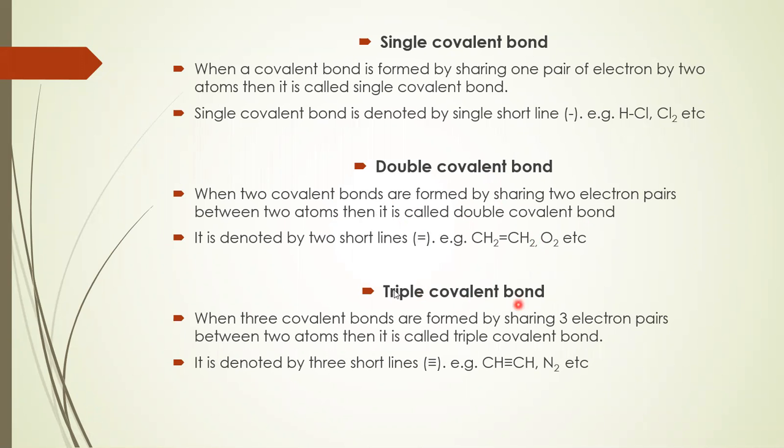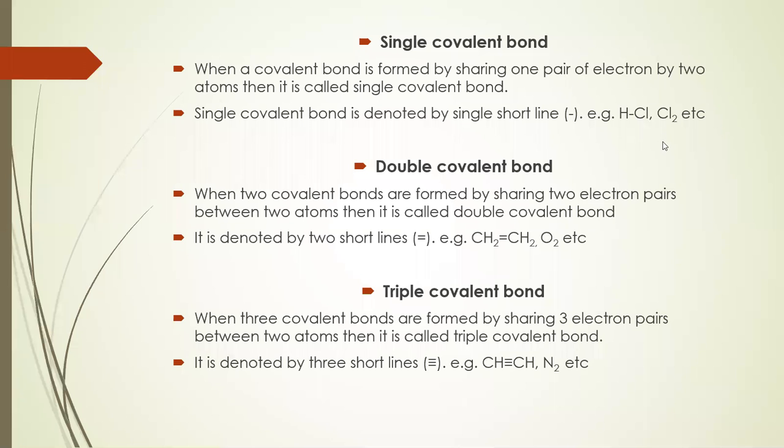Number three is the triple covalent bond. As triple stands for three, it means three covalent bonds are formed by sharing of three electron pairs between the two elements. Here we have given the example of ethyne, and number two is nitrogen, because nitrogen needs three electrons to complete its octet, and it is denoted by three short lines. These are the types of covalent bond according to the shared pairs.